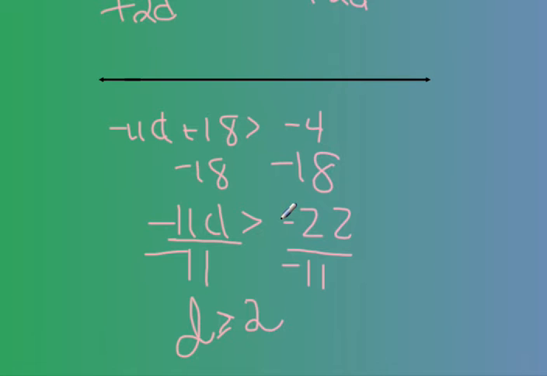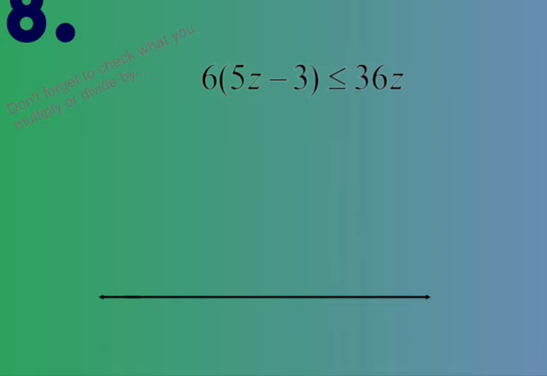So I notice there's no line underneath it, despite what my handwriting looks like. So I'm going to have an open circle, and since it's facing the d, it's going to go to the right. Okay? So let's take a look at number 8.